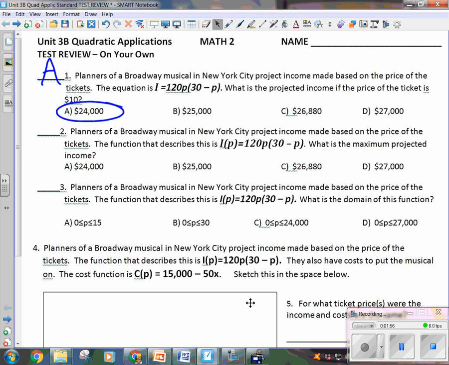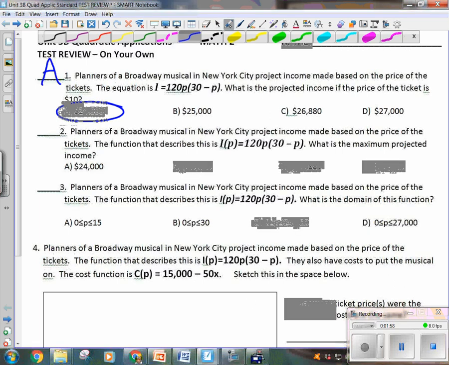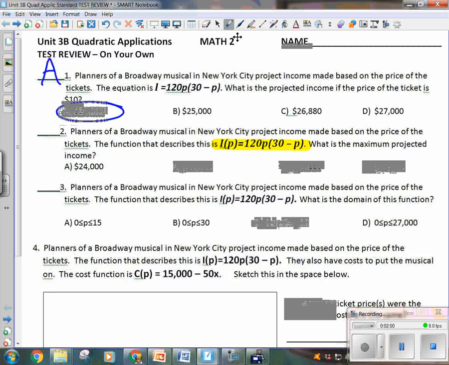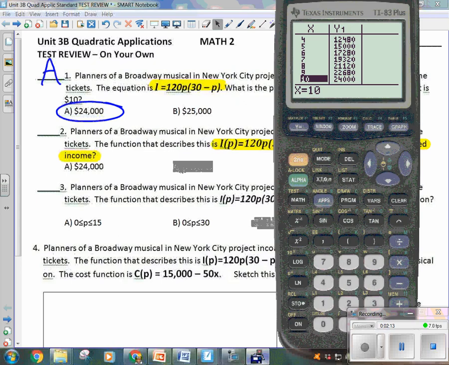The next question, again, I'm using the same function, and I did that for the first few because I wanted you to answer different questions related to the same thing. What is the maximum projected income? That means I'm going to have to go down my Y column until I get to bigger and bigger numbers.